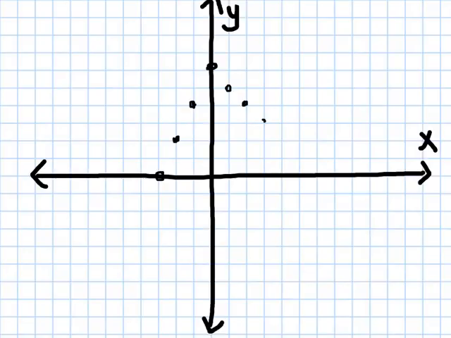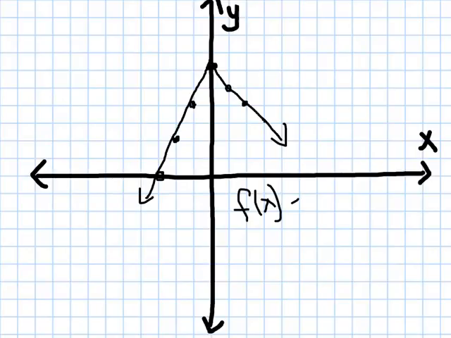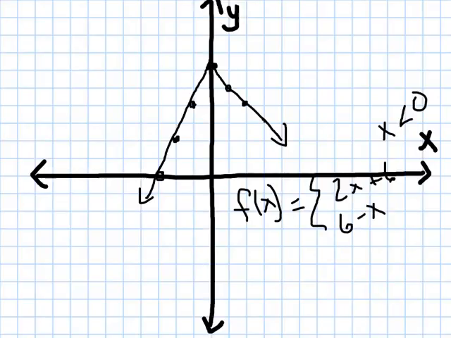So when I do this function, I'm not going to put arrowheads on it because it's not going on. Well, actually, it does go on forever. My bad. We should put arrowheads on it. But it turns, and there's two pieces to this graph. All right. So you would have to write the full thing here, that f of x equals, and then it depends where things are. You've got the 2x plus 6 whenever x is less than 0. And you have the 6 minus x when x is greater than or equal to 0, okay? And that is your function.